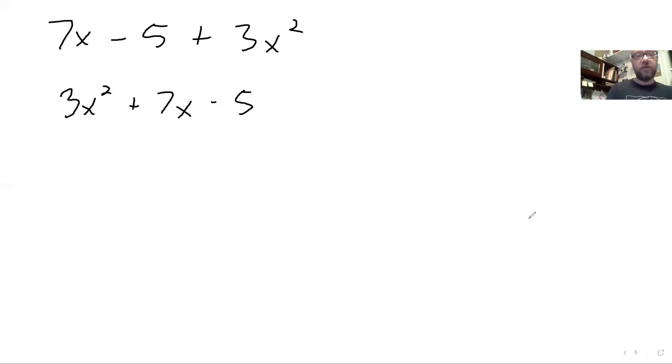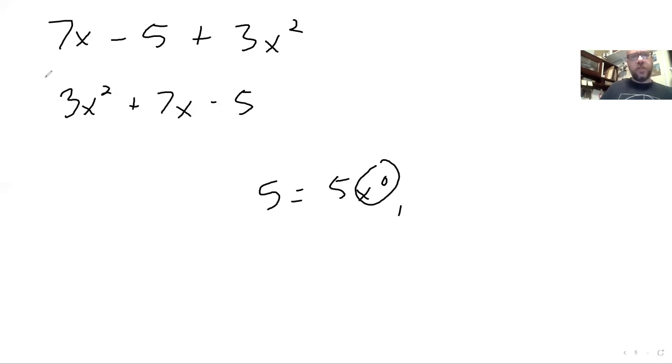And notice that I've got degree 2, then 1, and then 0. When there's no variable, it's degree 0. Because you can think of 5 as like 5x to the 0 power, right? That bit is 1. So this term right here is like the 0th power term.